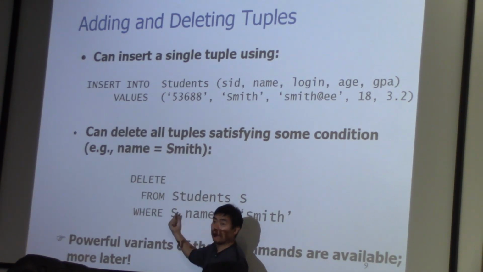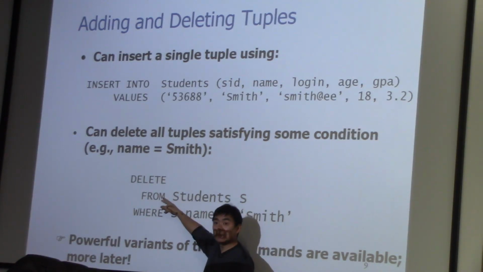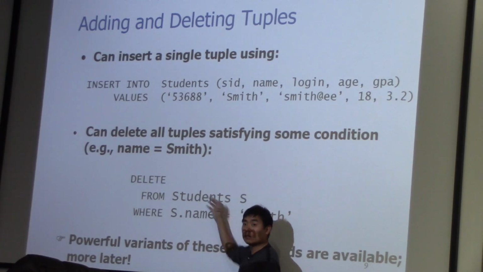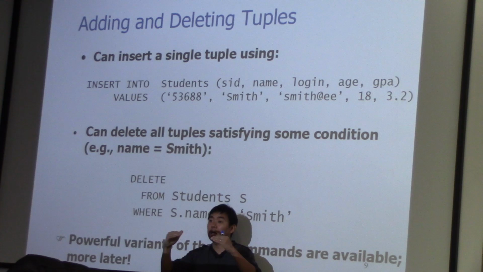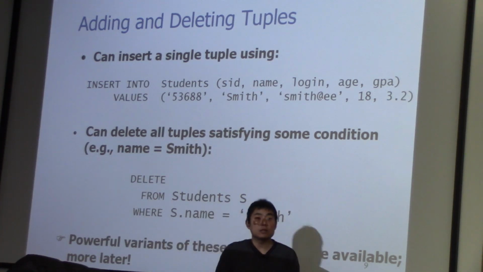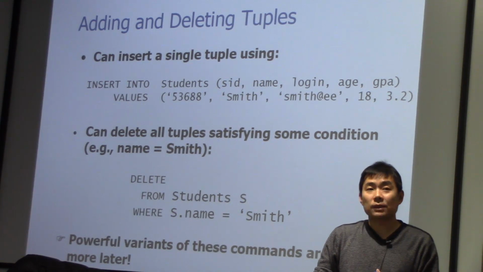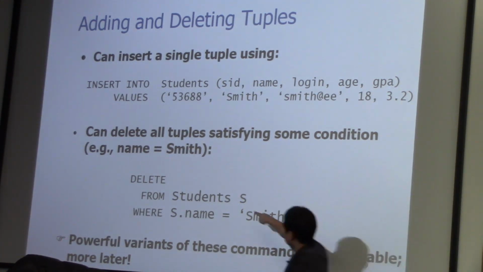Meaning that if for the third record, the student name is Smith, that record will be deleted. If the fourth record's name is not equal to Smith, this evaluates to false, and nothing will happen. It's kind of like a for loop. For each record, you do this, and when the condition is true, you delete the record. Does that make sense to you? Any questions regarding this?